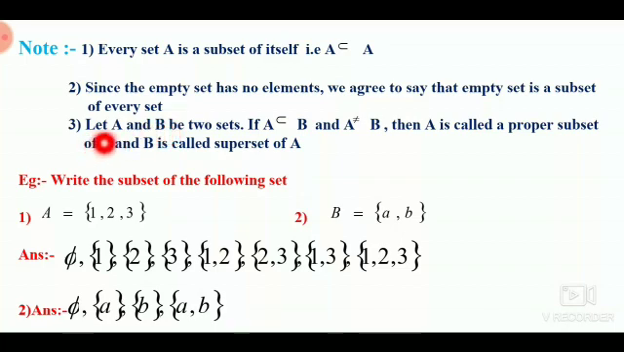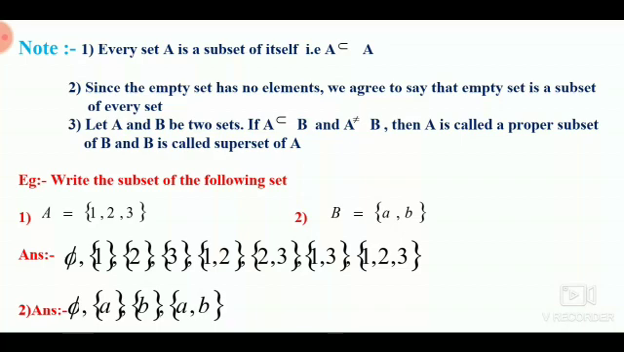The third important note is, let A and B be two sets. If A is a subset of B and A is not equal to B, meaning the members of both the sets are unequal, but A is a subset of B, then A is called a proper subset of B and B is called a superset of A. Like in the previous example I gave, A is a set containing the elements a, b, c. B is a set containing the elements b, c. Then B is a subset of A and both are not the same. Therefore, A is called a superset of B.